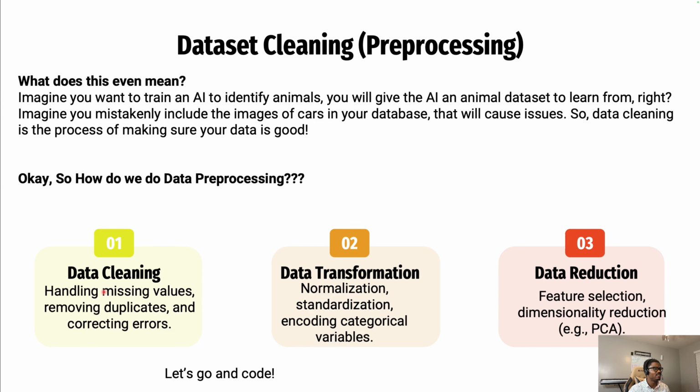So data cleaning is handling missing values, removing duplicates, and correcting errors. Then data transformation, which might be kind of complex, but I will explain it better in the code. We have normalization, standardization, and encoding categorical variables. Please don't worry yourself more about this. Then we have data reduction: feature selection and dimensionality reduction. Okay, enough of all this.